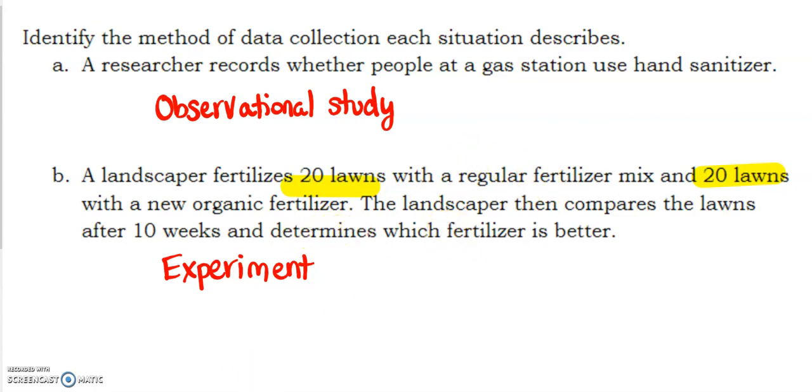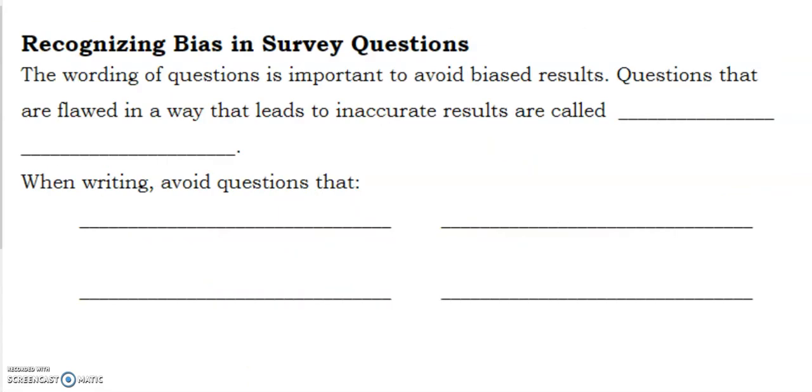Now, there is one last topic to talk about today, and I appreciate you bearing with me, and that is recognizing bias in survey questions. Now, I've only got about a minute left, but this is probably the most important because, as I said, surveys are what you are going to encounter the most in your life. Okay, so the wording of questions is important because you want to avoid biased results. Questions that are flawed in a way that leads to inaccurate results are called biased questions.